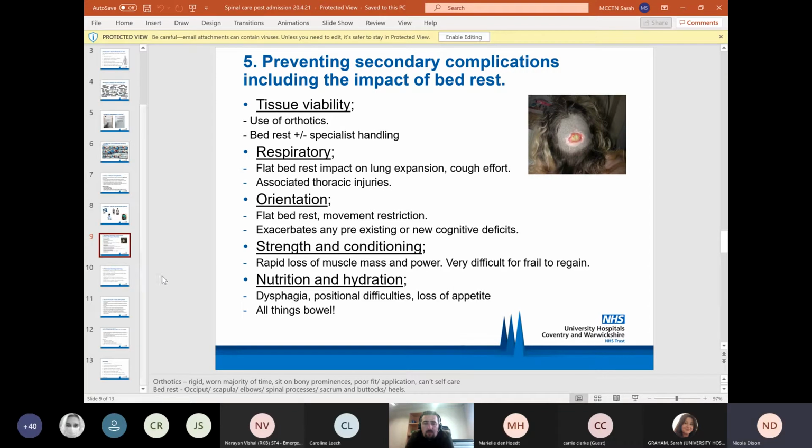From a respiratory point of view, the bed rest is a big issue to us here, because often if we've got elderly fallers, they will have some associated thoracic injuries. Even if they don't, they've probably got comorbidities impacting, and lying somebody flat for any length of time is not good for lung expansion or cough effort.